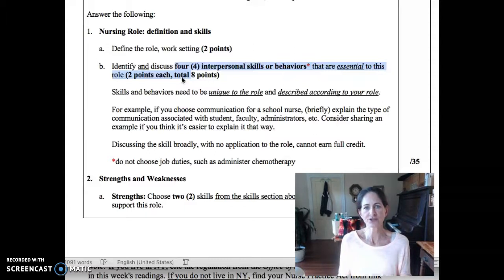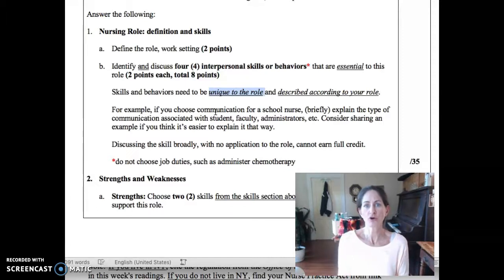When you're writing about the skills, you can bullet point them. You're going to list them, but you're also going to describe them. And keep in mind, these skills are about the role, and you're going to explain them according to the role. The example here is about communication. So you want skills or behaviors like communication or critical thinking, those types of nursing skills, and describe how, say, a nurse educator would communicate. Just like me, I'm communicating via a video, so that way you can understand.